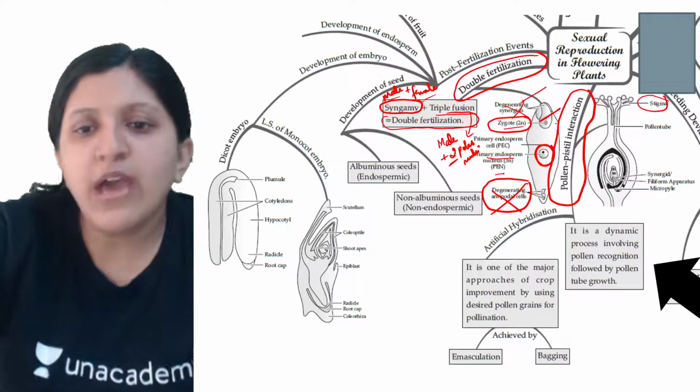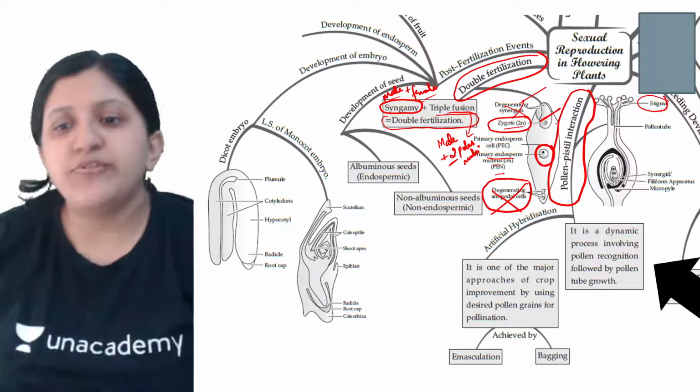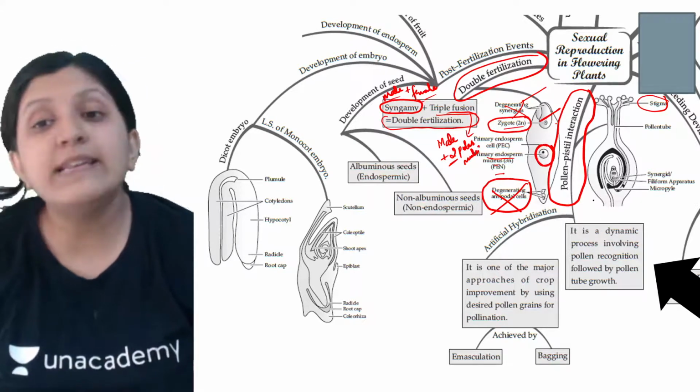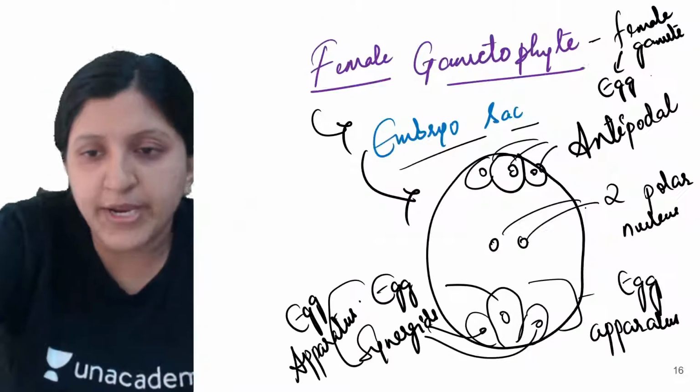All right, so we are done with today's session. Artificial hybridization is also done, that is whenever desired traits are required.